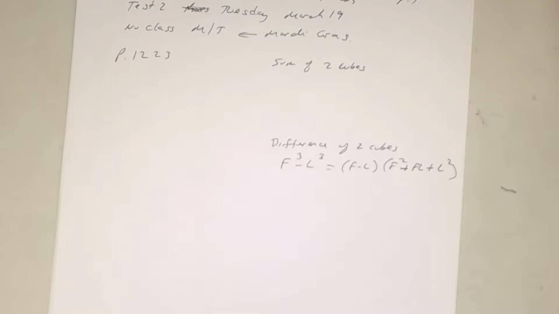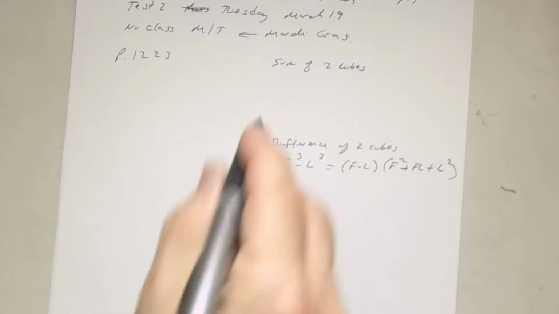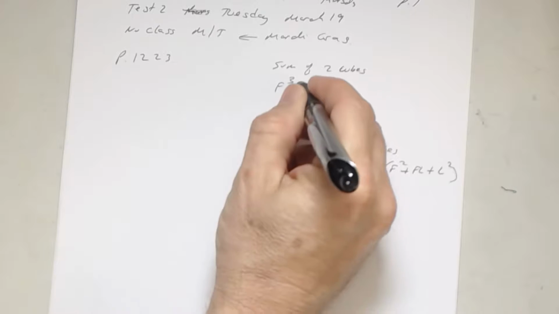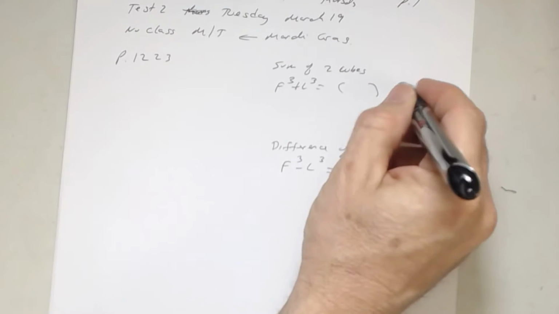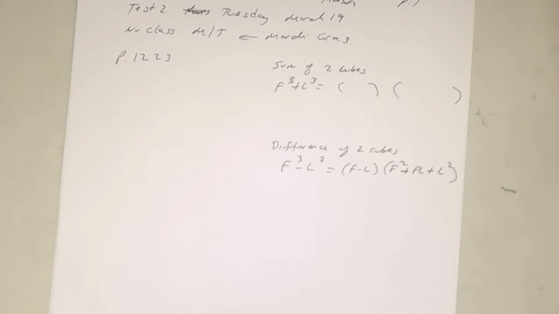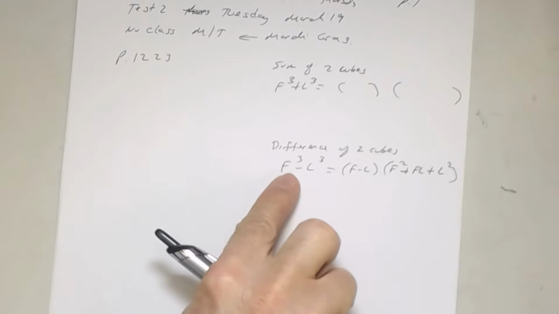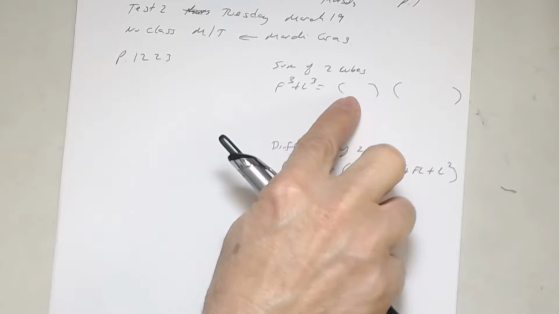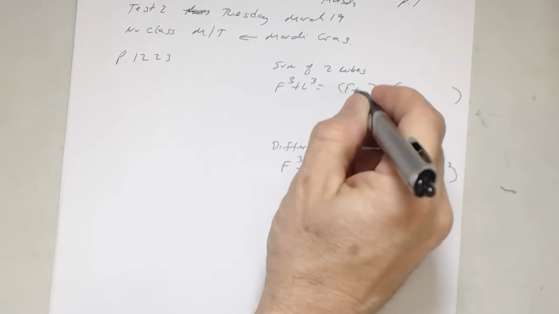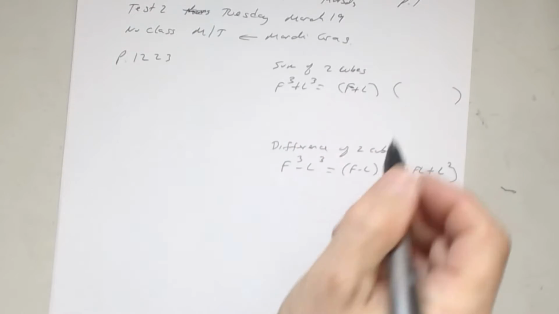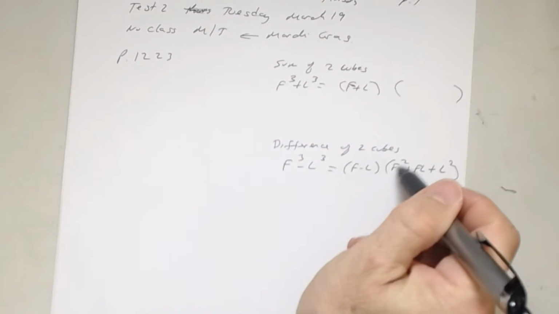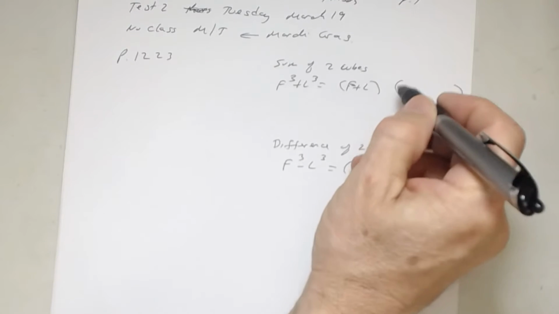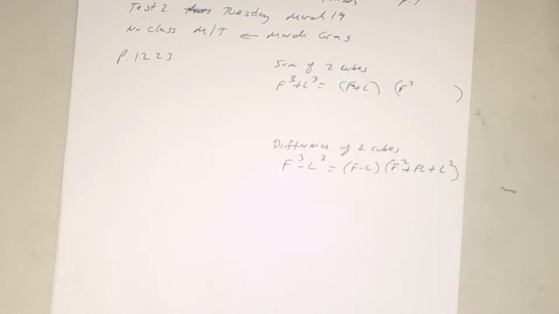Okay? The sum of two cubes is the same idea. So you'll have F cubed plus L cubed. It is still a binomial times a trinomial, just like this one was. So in the difference of two cubes, when the binomial is F minus L, what do you think it is for the sum of two cubes, a binomial? F plus L. And notice the first term is the same in both. So you're going to square the first term.